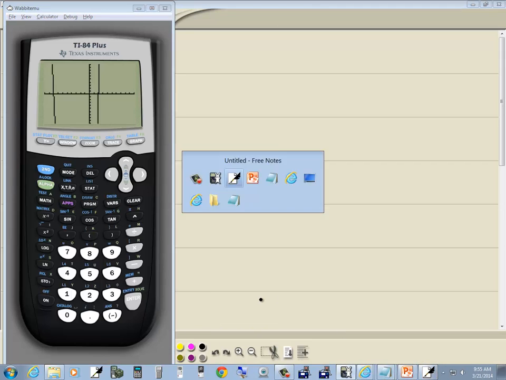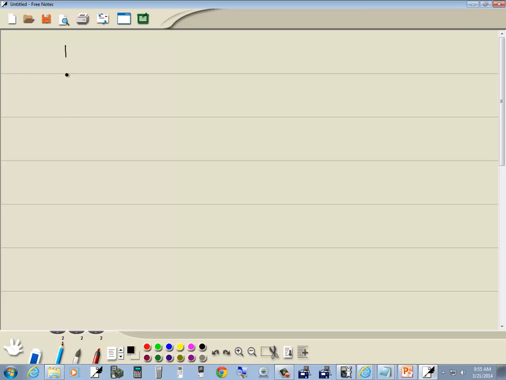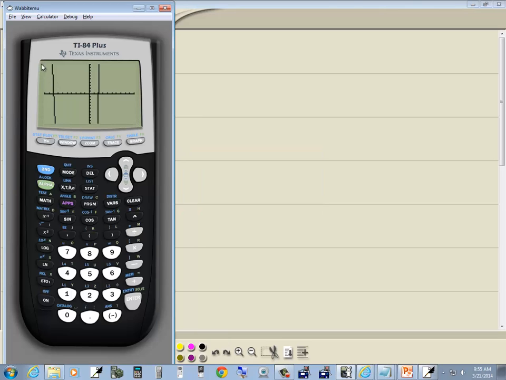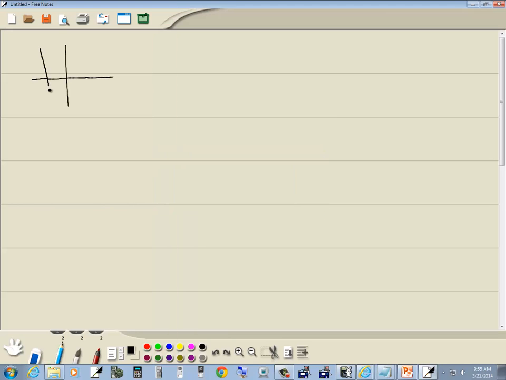Let me sketch that. So it's coming down here like that, and then coming down somewhere here, coming back, and that's our graph. Or is it? Let's take a look at the leading coefficient test.